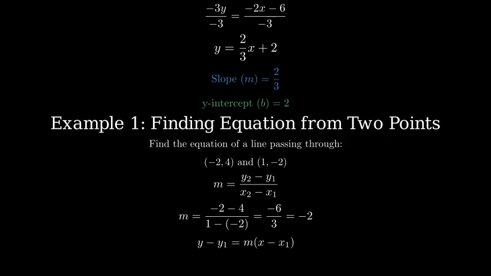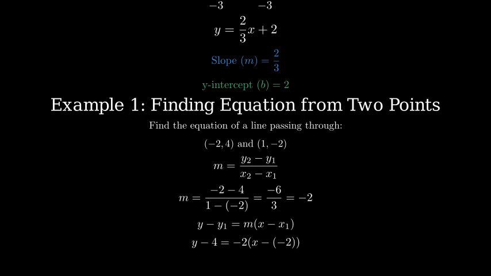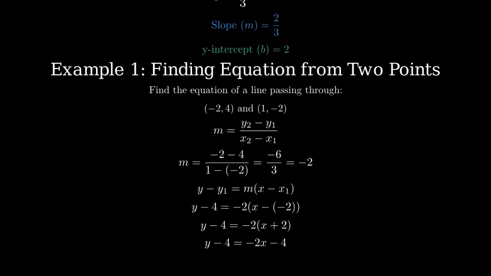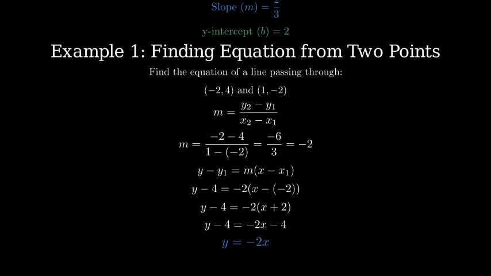Now we can use the point-slope form with one of our points. Let's use the point (-2, 4). Substituting our values, we get y - 4 = -2(x - (-2)). Simplifying, we get y - 4 = -2x - 4. Adding 4 to both sides, our final equation is y = -2x.